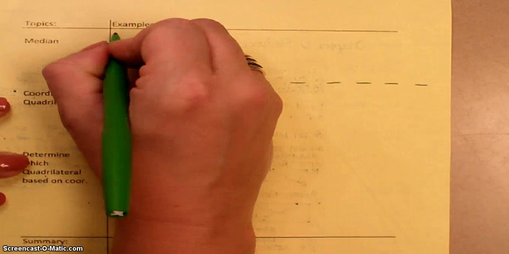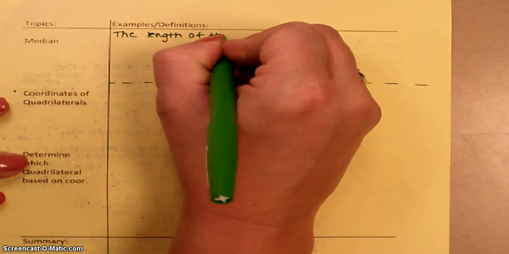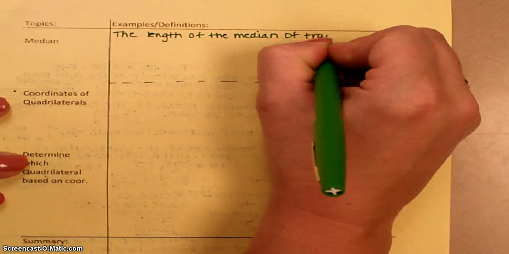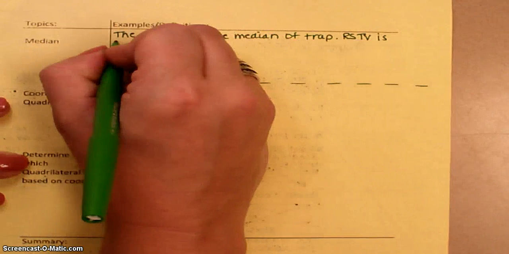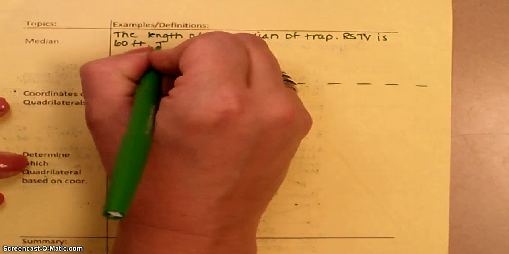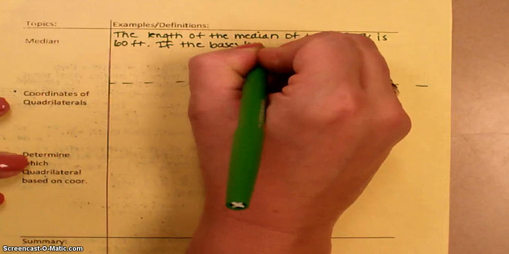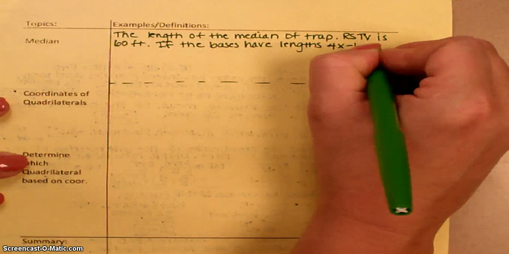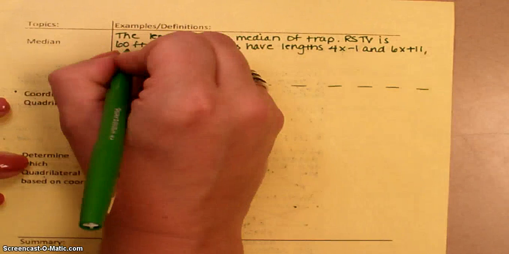So here it is. The length of the median of trapezoid RSTV is 60 feet if the bases have lengths 4x minus 1 and 6x plus 11. We want to find x.